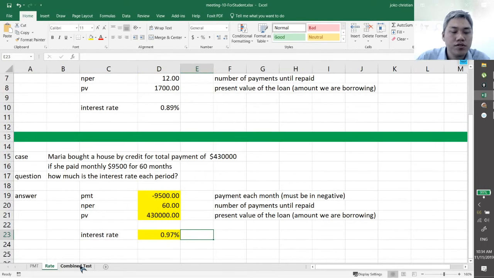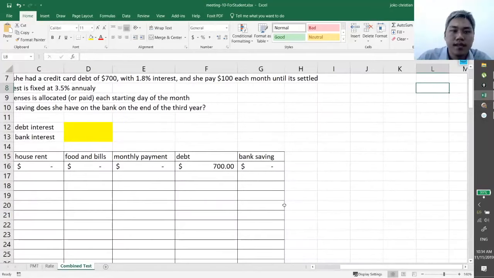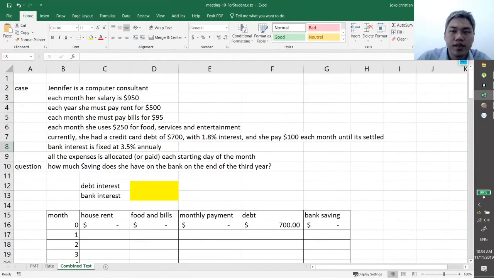Now, we're going to talk about the third and final worksheet, which is the combined test. This combined test combines the previous meetings about the credit card bill and about bank saving. So the case is like this. Jennifer is a computer consultant with her salary for each month is $950. Each year she must pay rent for $500. Each month she must pay bills for $95. And for each month she uses $250 for food, service, and entertainment.